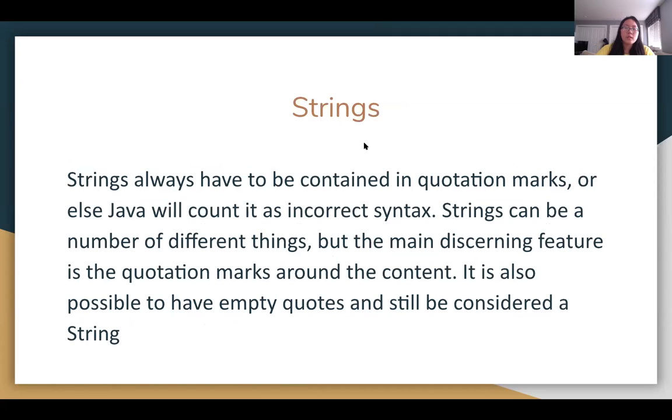Right, so strings. Strings always have to be contained in quotation marks or else Java will count it as incorrect syntax. Strings can be a number of different things, but the main discerning feature is the quotation marks around the content. It is also possible to have empty quotes and still be considered a string. So strings are something we call data types, and there will be more examples of data types in the following few slides. There's also an example slide with different types of things that are counted as strings, so you'll see more about what exactly is counted as strings. But a way you can think of it is that strings are like strings of characters in a way. Again, I'll be showing more about what it is.